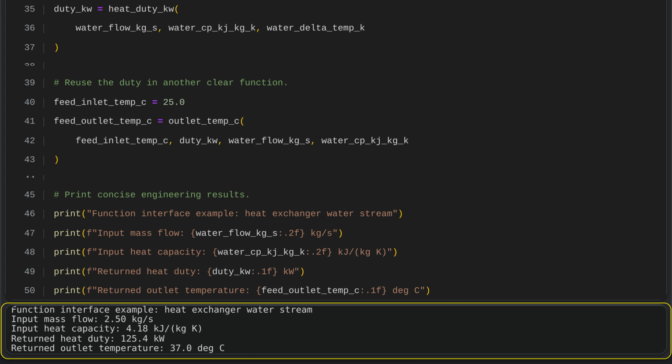This script estimates heat exchanger performance for a water stream by calculating heat duty and outlet temperature. It uses one function to find heat duty from mass flow rate, heat capacity, and temperature change, while checking for non-negative inputs. A second function uses the heat duty to determine the temperature rise and adds it to the inlet temperature. The script then prints the key inputs and results in a concise engineering summary.